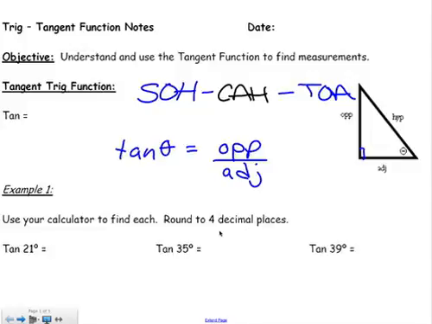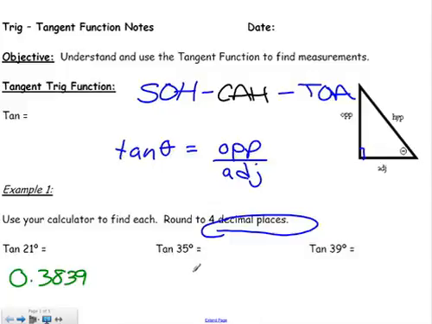Why don't you take a minute? Use your calculators and work these numbers at the bottom out to 4 decimal places, and we'll get some answers in a minute. The tangent of 21 degrees, hopefully you got 0.3839. For the tangent of 35 degrees, hopefully you got 0.7002. And for the tangent of 39, hopefully you got somewhere around 0.8098. Again, we're looking for precision, so hopefully you're able to get these numbers without too much trouble. Again, we'll be moving on.